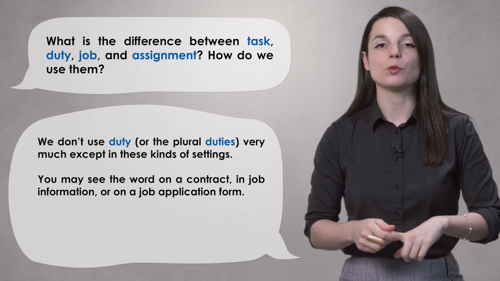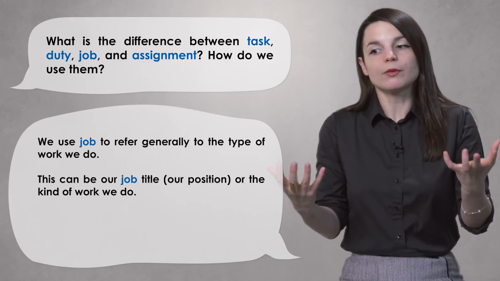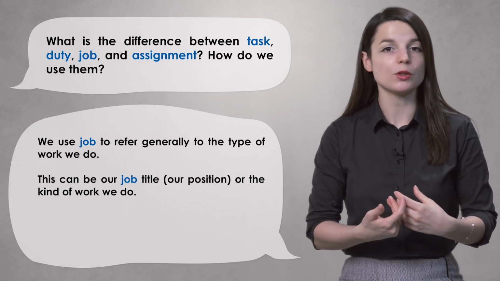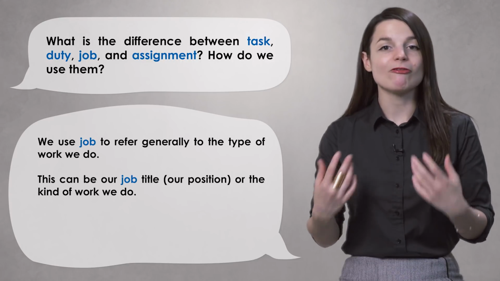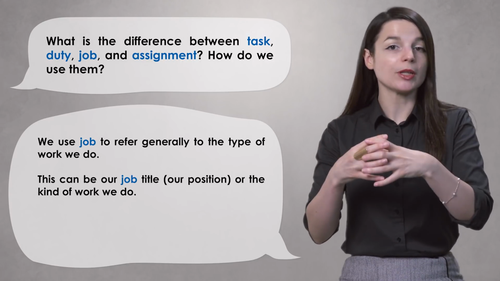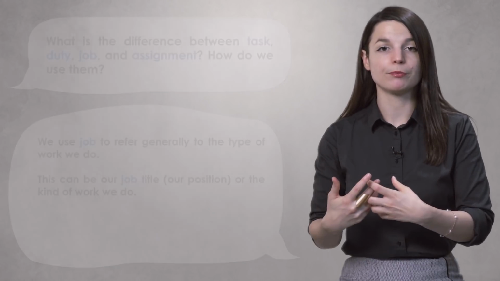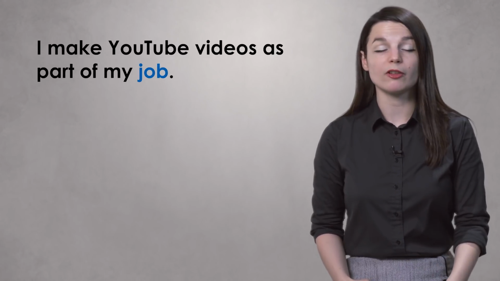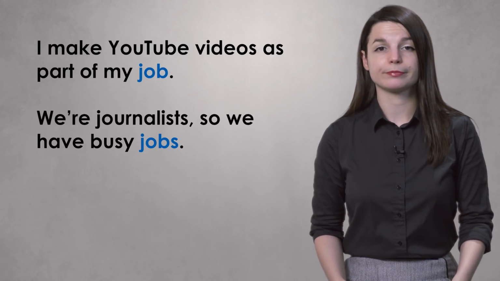Let's move on then to the word job. So we use the word job to refer generally to the type of work we do, like I'm a teacher, I'm a photographer, I'm in finance. So it's our job title, or the kind of work that we do. That's our job. I make YouTube videos as part of my job. We're journalists, so we have busy jobs.